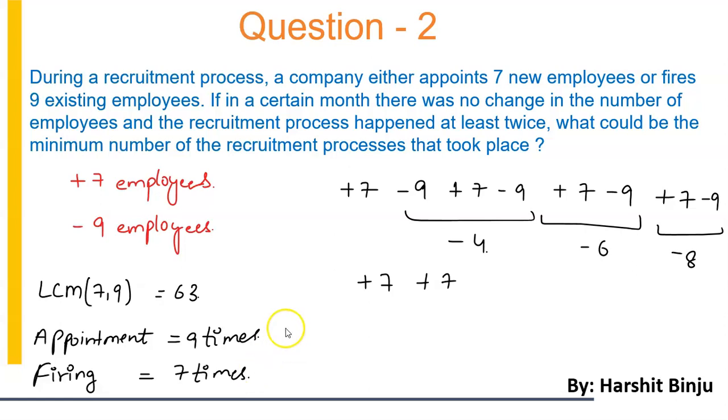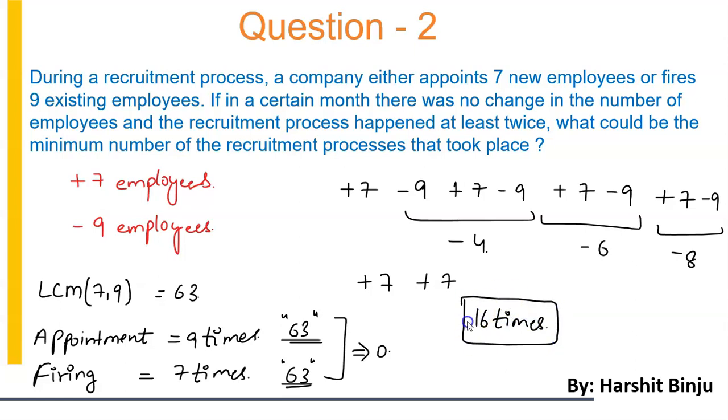So 63 new employees will be appointed, and 63 existing employees will be fired, which will give you a result of 0, that the overall change is 0, which means the process will be conducted 16 times.